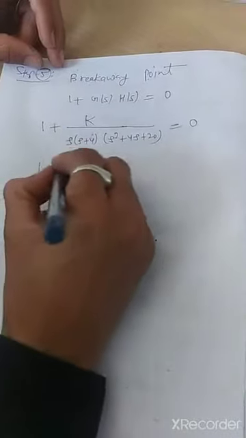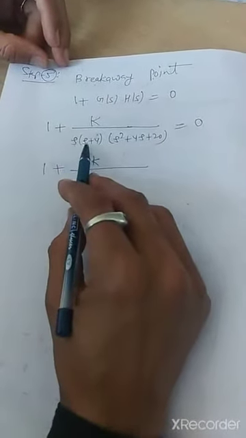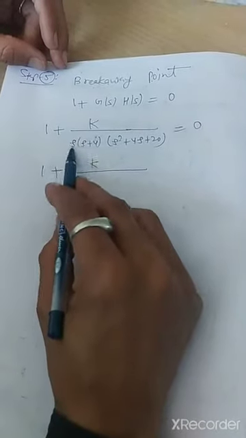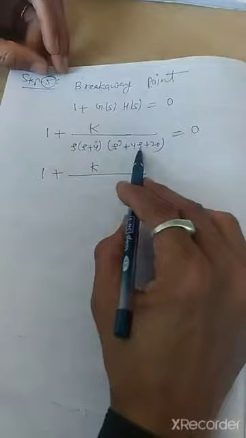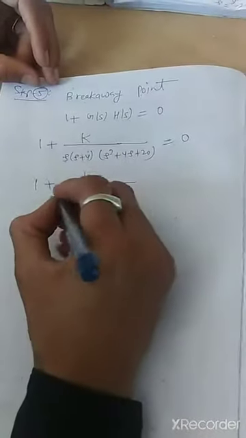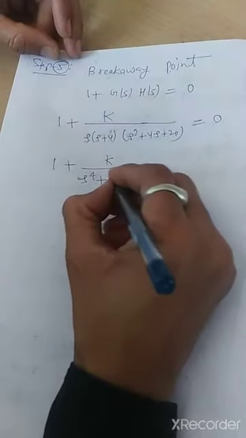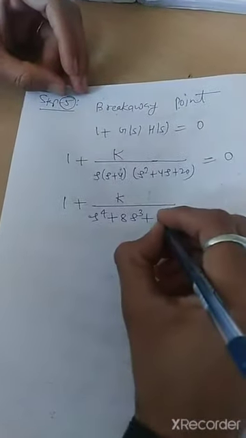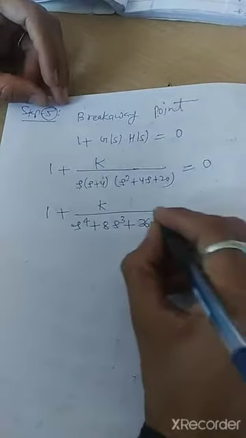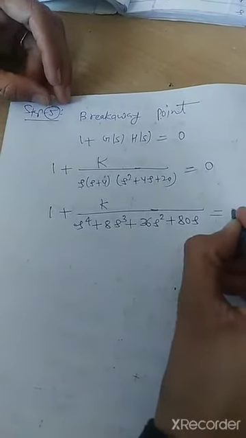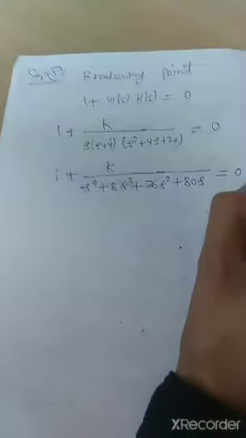Now see this, what is this? Now to find out s multiplied by s plus 4, that is s square plus 4s, and it will be multiplied further with s square plus 4s plus 20. As a result, we will find out s raised to the power 4 plus 8s cube plus 36s square plus 80s, that is equal to 0.